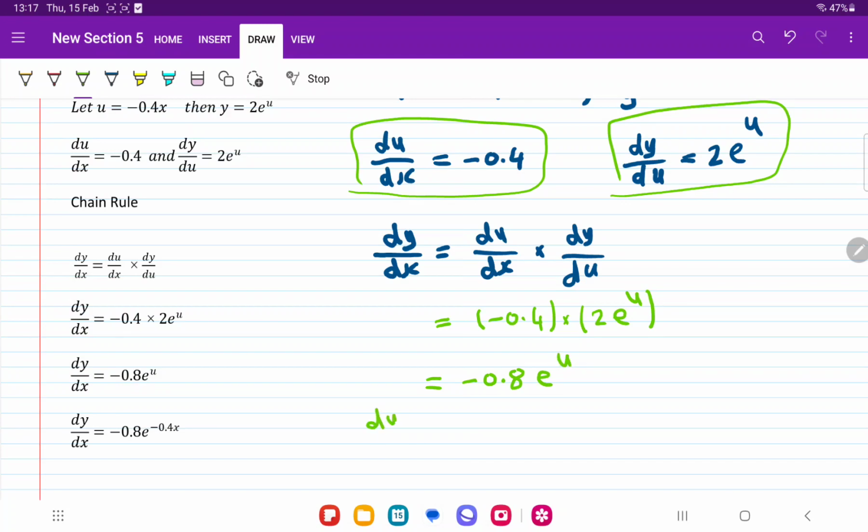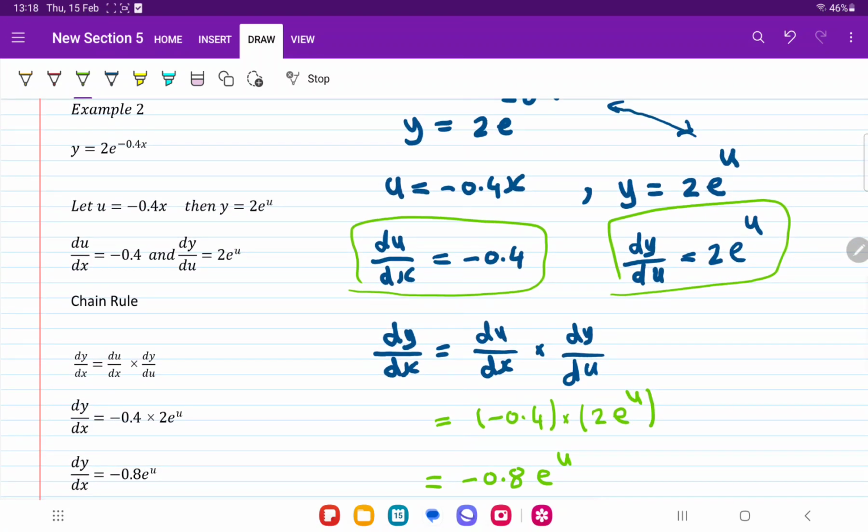And the final step, okay, as you can see, the value of u was minus 0.4x.